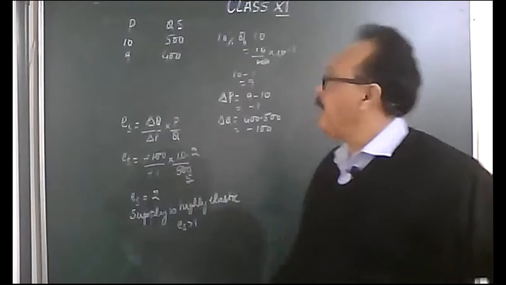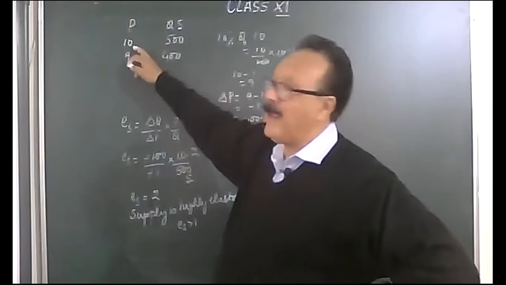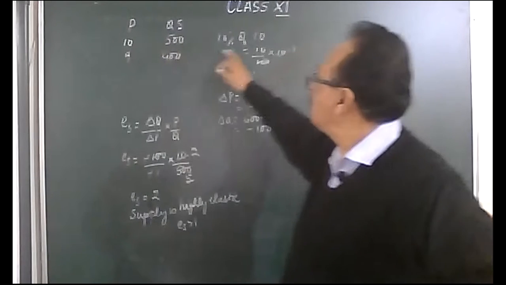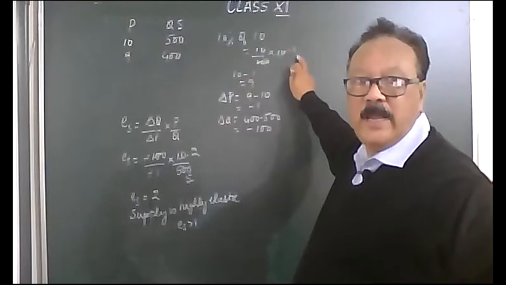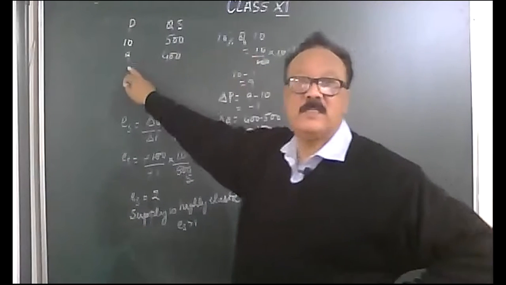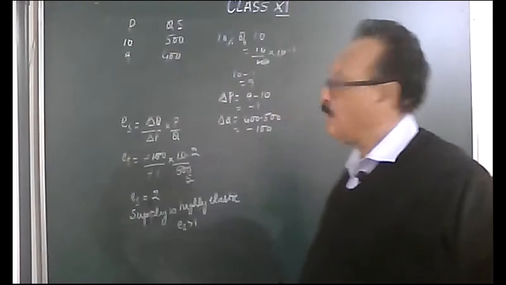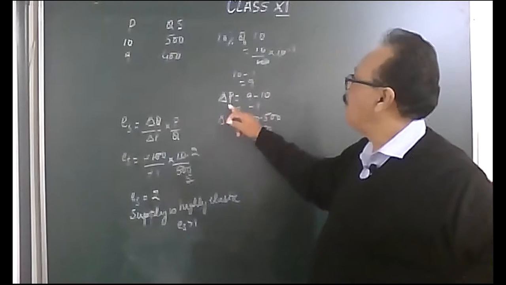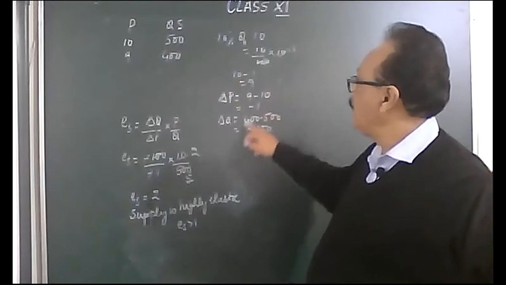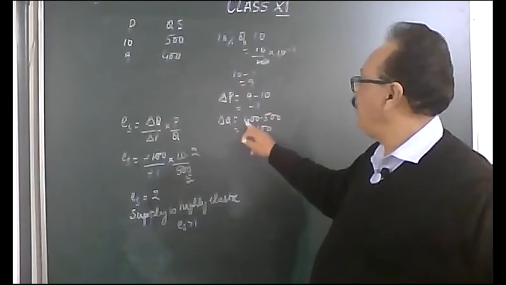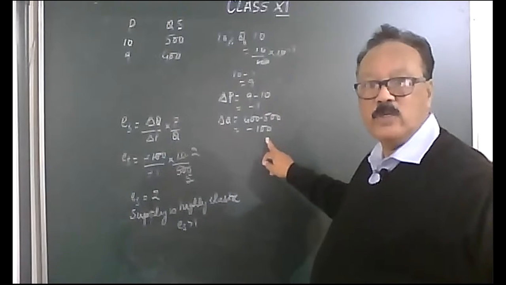A quick revision again. At the price of 10, you could get 500 units. When there is a 10% drop in the price, 10% of 10 is 1. So that means 10 minus 1, the new price is 9. He is able to get 400 units. Then what did we put down? We put down the change in price, 9 minus 10 is minus 1. Change in quantity is 400 minus 500 is equal to minus 100. These are the details given to us.